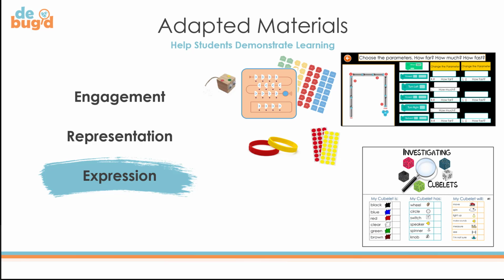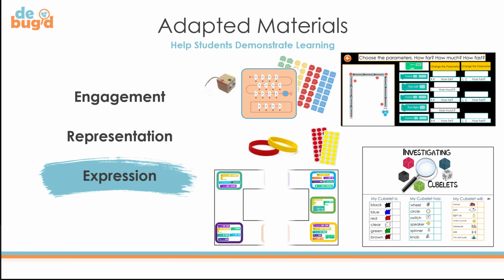Symbol-supported activities help students as they examine and make observations about the unique characteristics of Cubelets. Blockly blocks are organized on an ETran to allow students using eye gaze to be in charge of choosing the blocks they wish to use in their program.